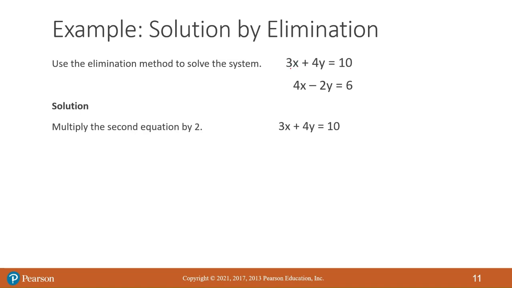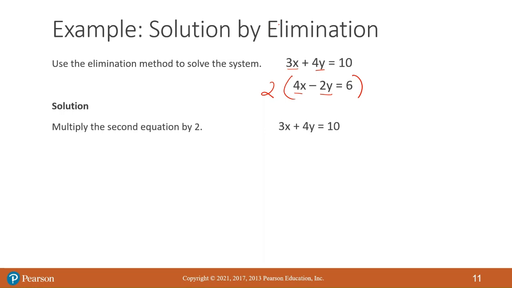Okay, so here, if I'm comparing my x's, it's really hard to make a 3 into a 4, and it's really hard to make a 4 into a 3. If I'm comparing my y's, though, it's not very hard to make a 2 into a 4. So it would be really easy to make negative 2y into a negative 4y so that these y's will cancel. So essentially what we're going to do is multiply this second equation here by 2 so that my y's cancel and I'm just left with an x.